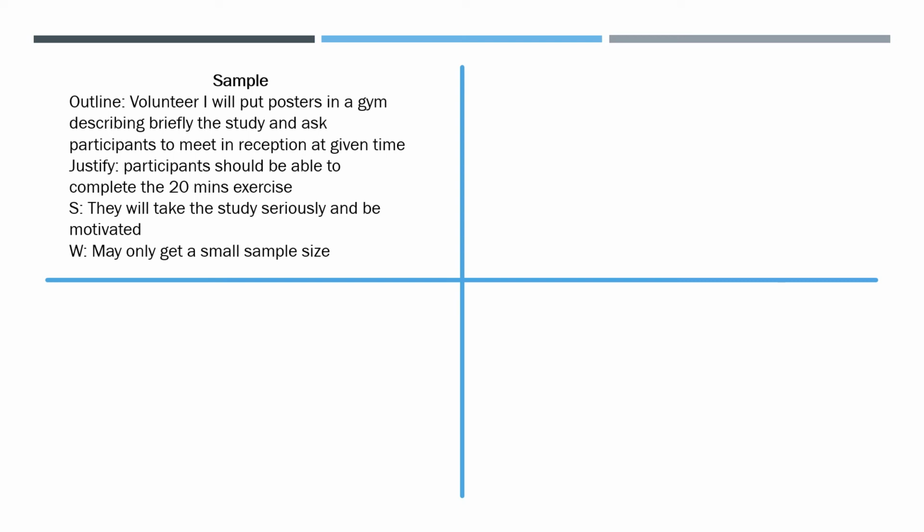Now obviously this is a very brief framework. This is not good enough to be just like that. You have to make it full sentences, be more specific. So what time will you ask them to meet in the gym? Is that peak time? Participants should be able to complete the 20 minutes of exercise. Why? What type of exercise are you going to make them do? Are you going to tell them that? So be a little bit more specific.